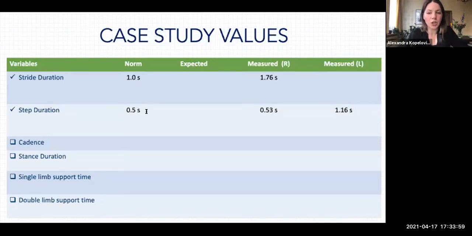So once again, step duration, 0.5 seconds is the norm. 0.53, 0.60 is measured for the right lower extremity, and 1.16 measured for the left lower extremity. So these are the values that we're measuring, okay? You can compare your measured outcome to the norm, or you can compare the right to the left. And you can tell there is a huge discrepancy between all of these values. So it's a great way to carry on measuring your patient's progress throughout therapy.